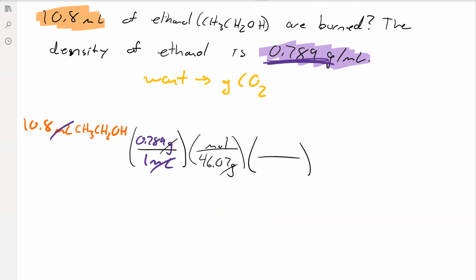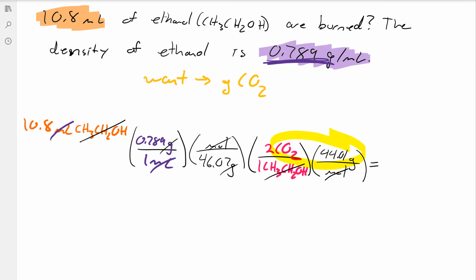So 1 CH3CH2OH gives us 2 CO2. Cancel those out, and then I'm left with moles of CO2. Is that what I want? Well, no, actually what I want is grams of CO2. How do I do gram to mole conversions? Molar mass, right? Since my mole's on the top, moles got to go on the bottom, and according to Google, the molar mass of carbon dioxide is 44.01 grams per mole. And then moles and moles go ahead, cancel out. Now I'm at grams of carbon dioxide, which is exactly what I wanted.